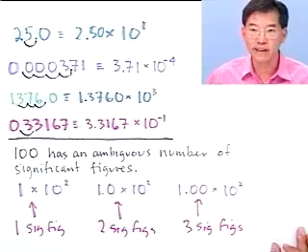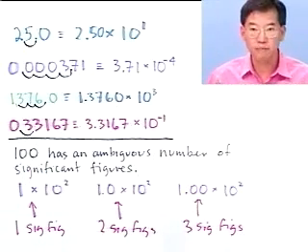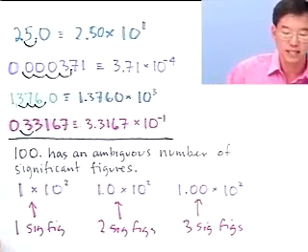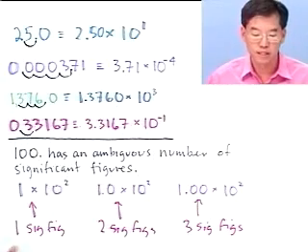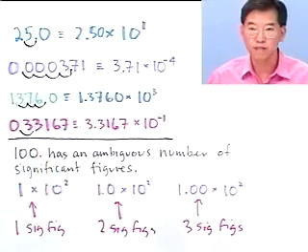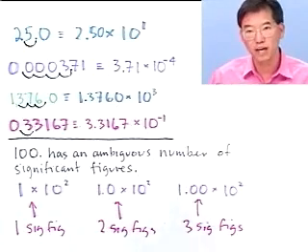Does it have one significant figure? Does it have two significant figures? Does it have three significant figures? Some conventions say that if it has a period here, a decimal place, then it has three significant figures. And if it doesn't have a decimal place, then it only has one significant figure. And that's a reasonable way to do it, but it's somewhat ambiguous.